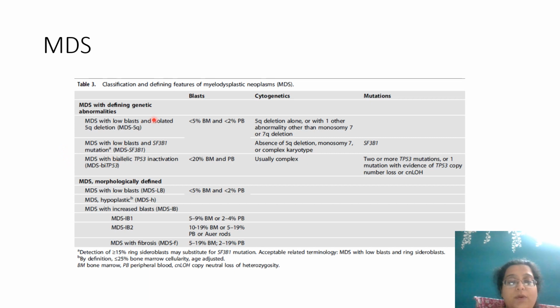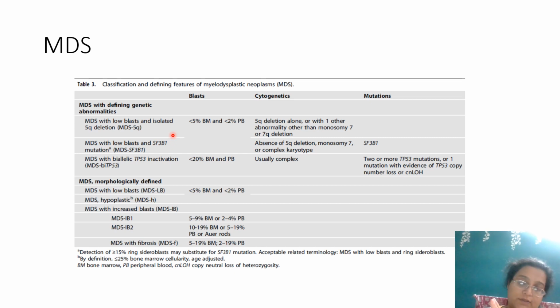MDS with low blasts, so one is 5q, again is SF3B1 mutation. And there's a rider with SF3B1 mutation: detection of greater than 15% ring sideroblasts may substitute for SF3B1 mutation. Acceptable related terminology is MDS with low blasts and ring sideroblasts. So you had about 5q, no rider with that. Next comes MDS with low blasts and SF3B1 mutation. In such a case, you might sometimes get a lot of ring sideroblasts, which are more than 15%.